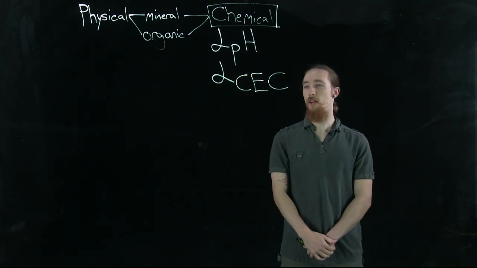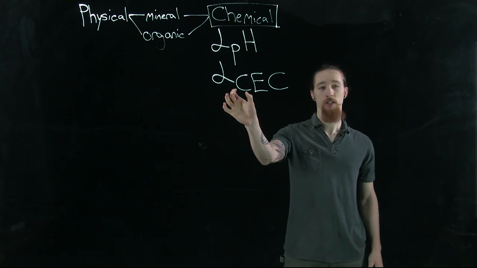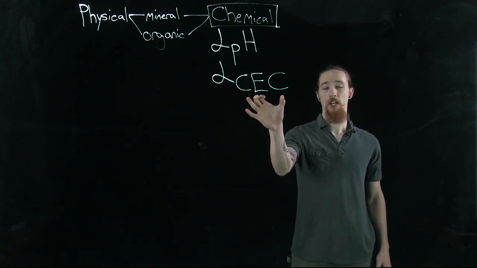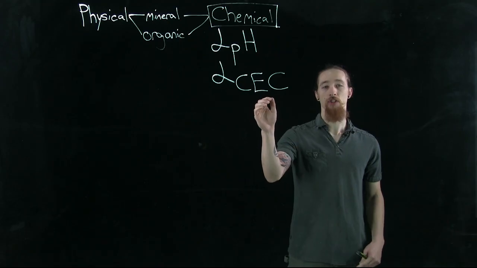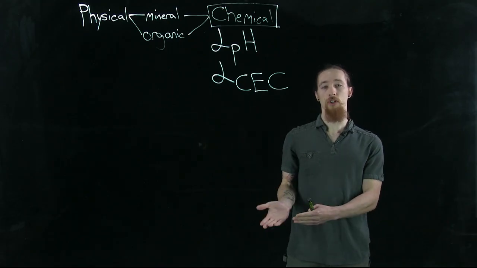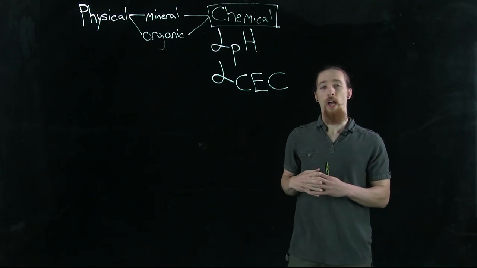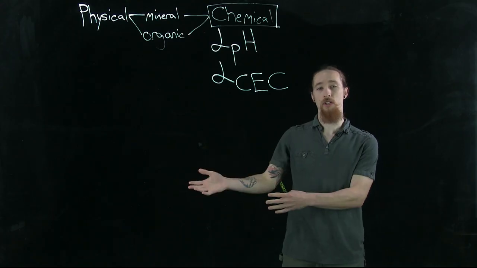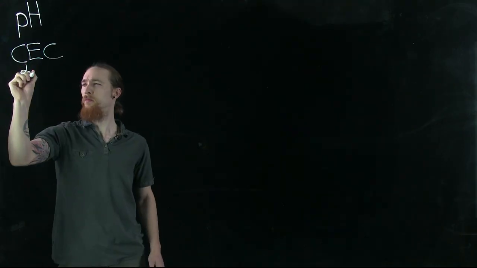So just going through this definition, cations are positively charged ions. Exchange capacity is just the ability of a surface to hold and release these cations.